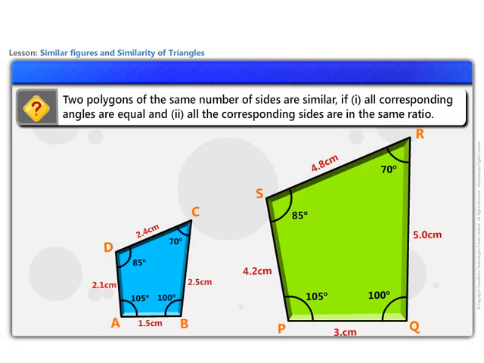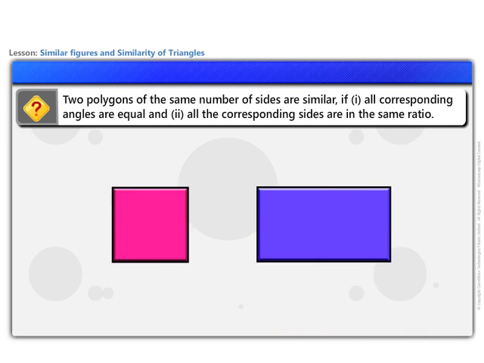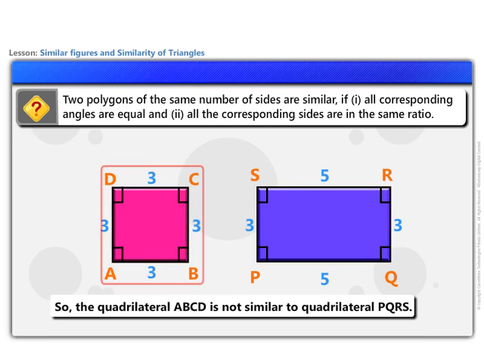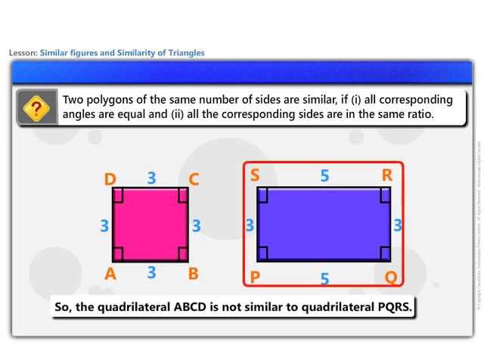Is it possible for polygons to be similar to have one of the properties true without having the other true? Let us check this out by taking two quadrilaterals, a square and a rectangle. Here, we observe that though the corresponding angles are equal, the ratios of each pair of corresponding sides are not equal. So, quadrilateral ABCD is not similar to quadrilateral PQRS.